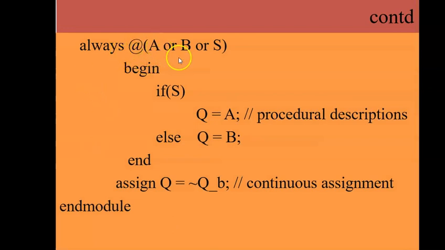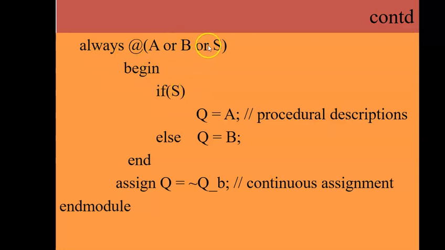And you know, how do we define? Always at A or B or S. That means whenever the inputs either A or B or select pin changes, any one of these, perform this. Else don't perform. People may get a doubt. Suppose there is no change here, so it won't do these things. That is A input or B input or S. At least one of these, if they change, always do this. Always at A or B or S, start begin.